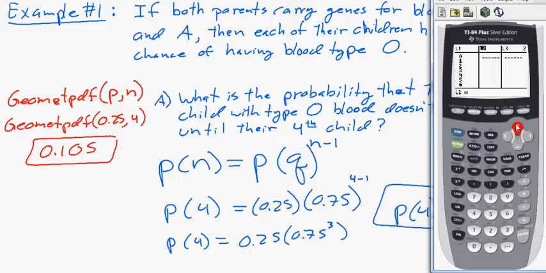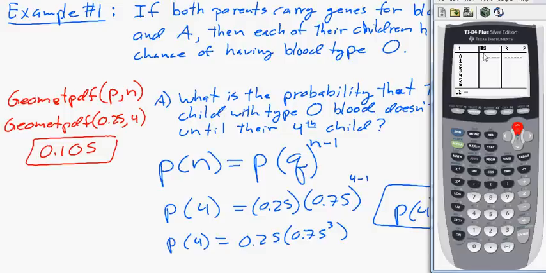So if we wanted to, we could graph the probability distribution in the calculator. I still have 0 to 10. Now, like I said, it goes on infinitely. We already know that 10 is pretty unlikely, so it'll get pretty close to the horizontal axis. So we can just use that. We could go 0 to 20 if we wanted to.